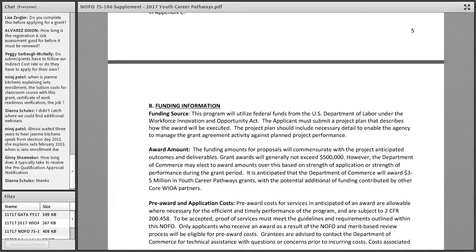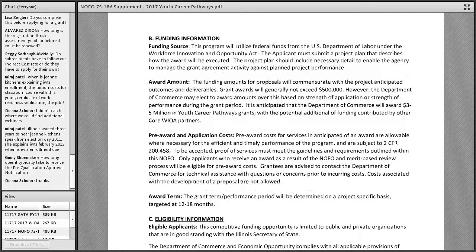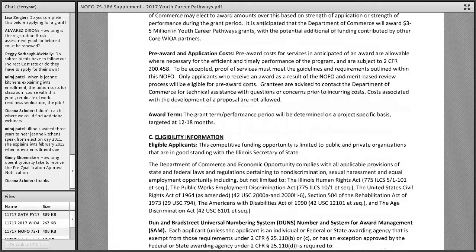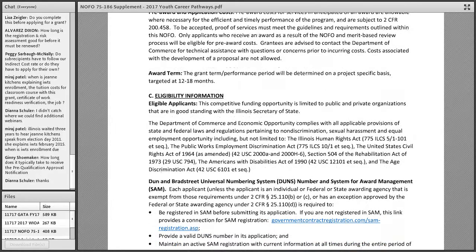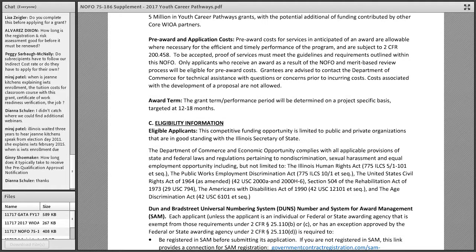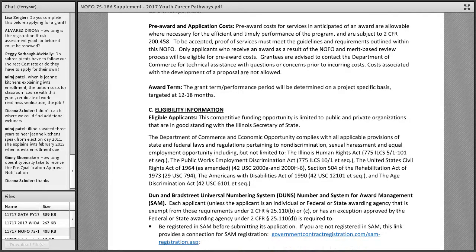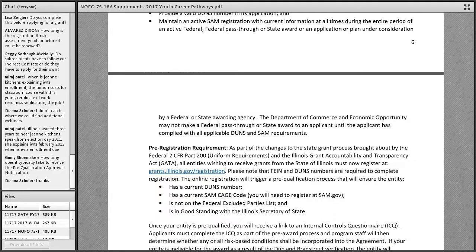The next piece will be about the funding. We talk about the specific funding source, the anticipated award amounts, and whether or not pre-award or application costs would be allowed. Generally, the creation of an application is never an allowable cost, but we may allow program-related startup costs while you're negotiating a grant agreement. That may be allowed, but we'll talk about that in this portion of the NOFO.